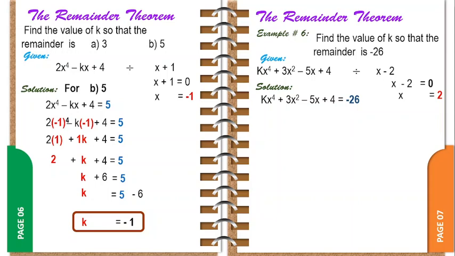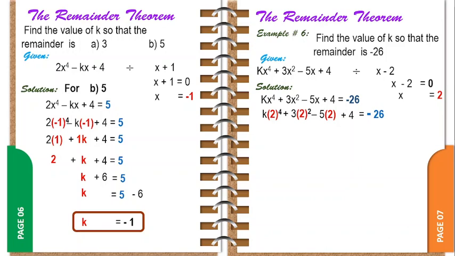Just simply change the sign of the constant term. So that's why the value of x is positive 2. Replace all x by positive 2, so we have k times the quantity of 2 raised to 4 plus 3 times the quantity of 2 raised to 2 minus 5 times the quantity of 2 plus 4 equals negative 26.